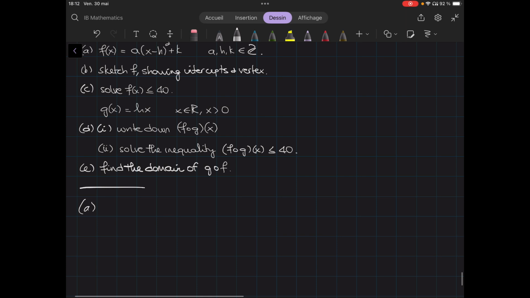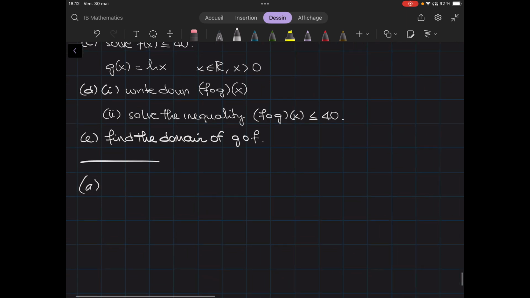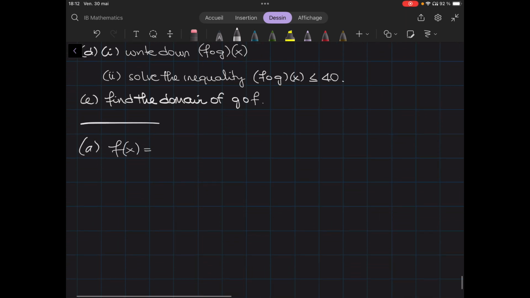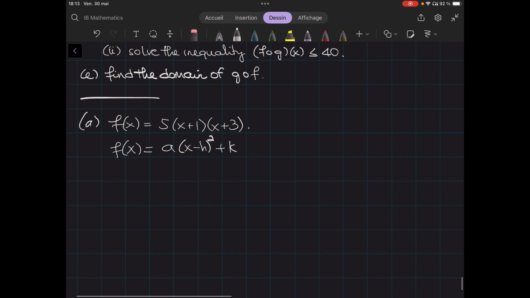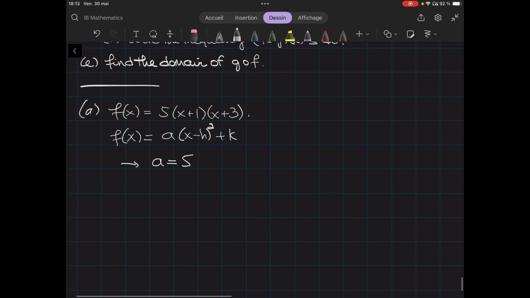In part A, you are asked to complete the square for f. So recall that f is equal to this guy, and you're asked to complete the square. We can say that the value of a is equal to 5. The value of h is gonna be the same as the line of symmetry of the function f.